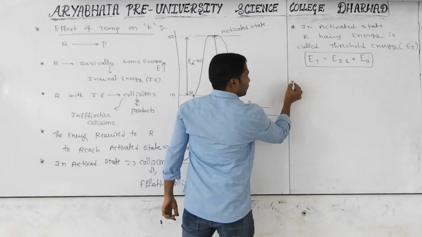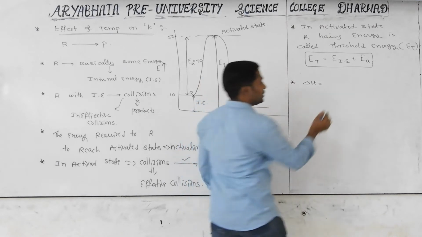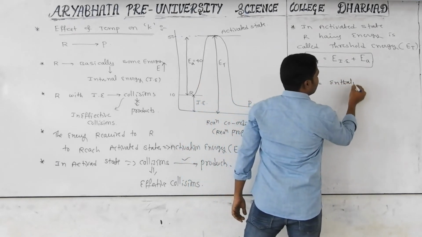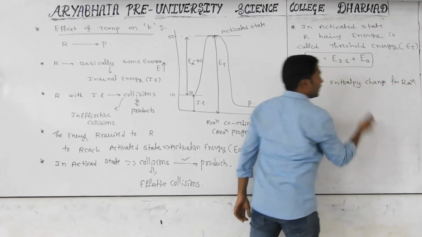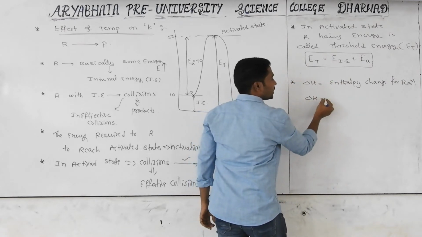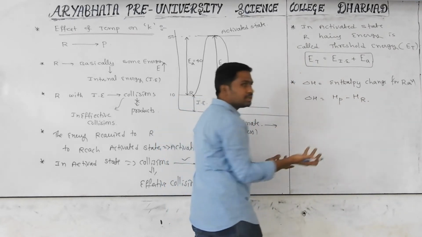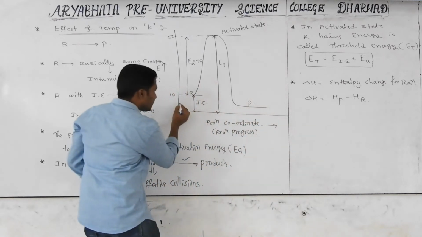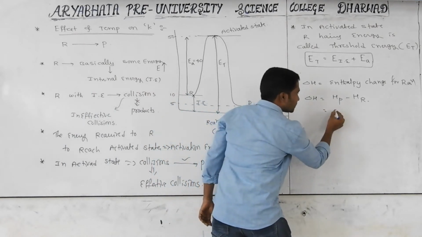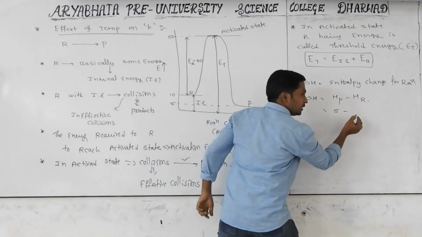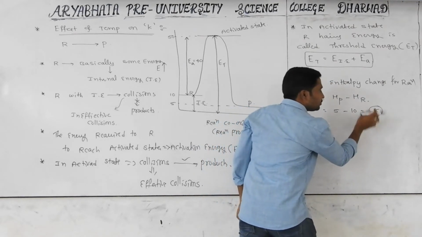Next, I want to tell one more important piece of information: delta H. What is the meaning of delta H? Enthalpy change, from thermodynamics. Enthalpy change for the reaction. How can you calculate the delta H value for the reaction? Enthalpy of the products minus enthalpy of the reactants. Enthalpy means indirectly energy. So what is the energy of the products here? Approximately 5. Substituting, enthalpy of the products is 5 minus enthalpy of the reactants, 10. It is minus 5. The quantity does not matter; the sign is very important here.